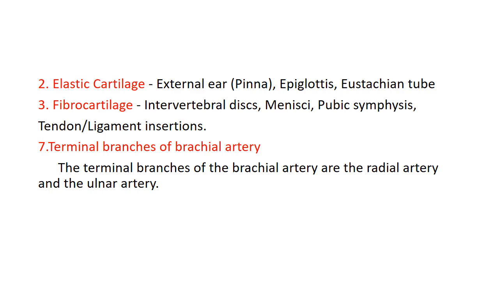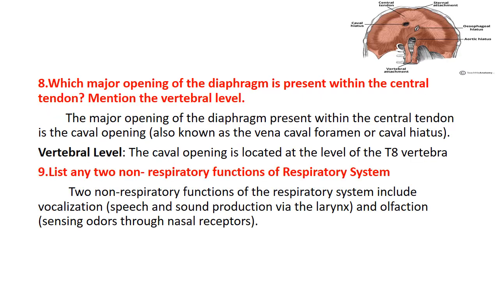What are the terminal branches of the brachial artery? The terminal branches of the brachial artery are the radial artery and the ulnar artery.